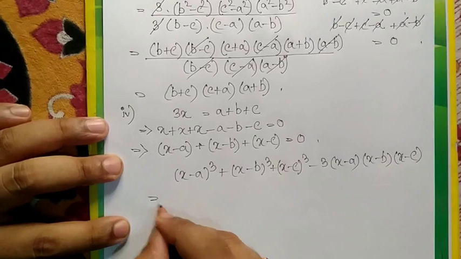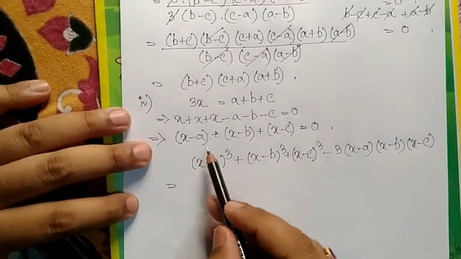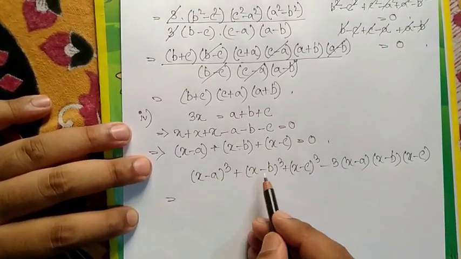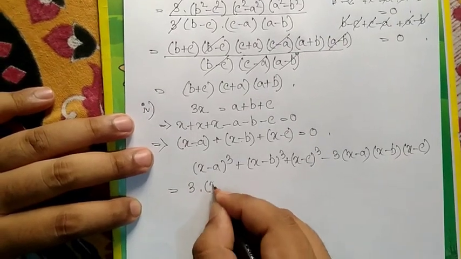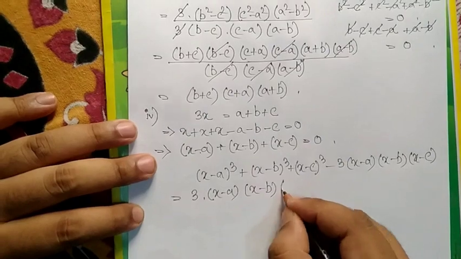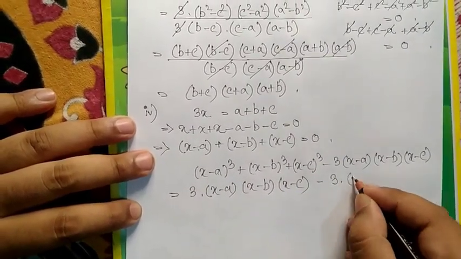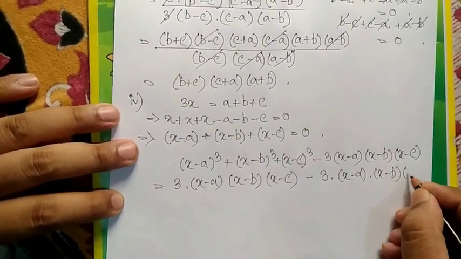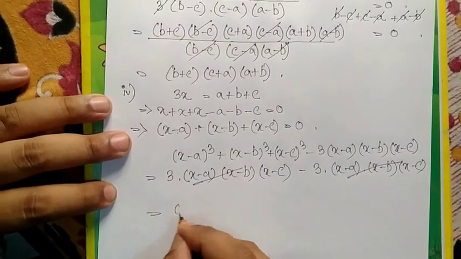So therefore this one, a plus b plus c equal to 0. So therefore a cube plus b cube plus c cube equal to 3abc, 3 into a into b into c, minus 3 into x minus a into x minus b into x minus c. Eliminate those, the answer is 0.